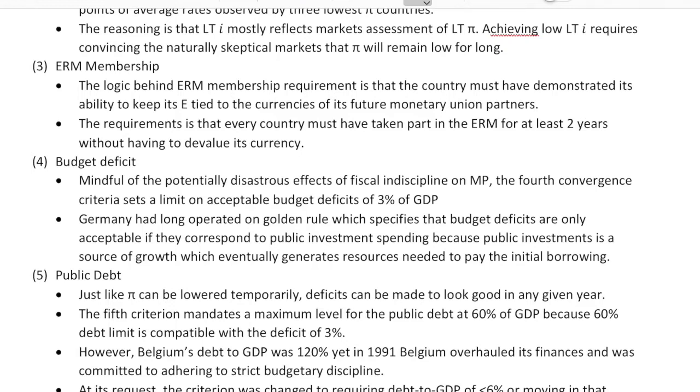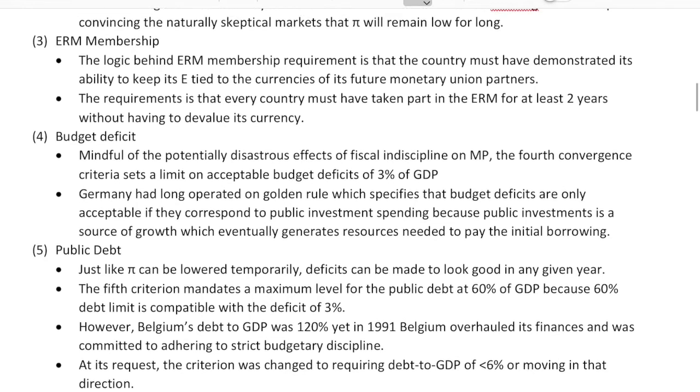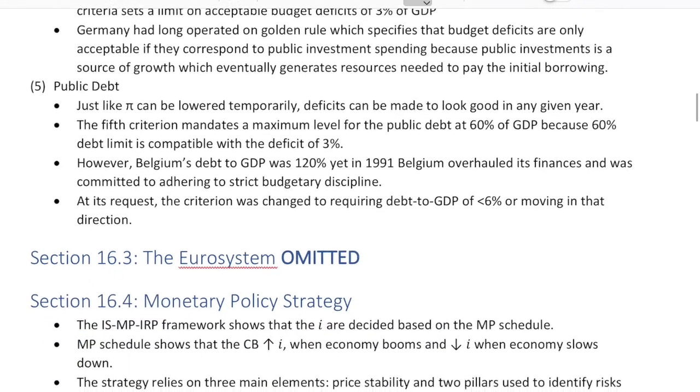And in 1991, Belgium overhauled its finances and was committed to adhering to strict budgetary discipline. As a result, Germany was a little bit more flexible in tweaking their rules, and they said, well, if you have a debt level of more than 60%, but you are going in a direction where your debt level is going to decline, then we're going to allow you to enroll into the European Union. So Germany showed some flexibility for Belgium.